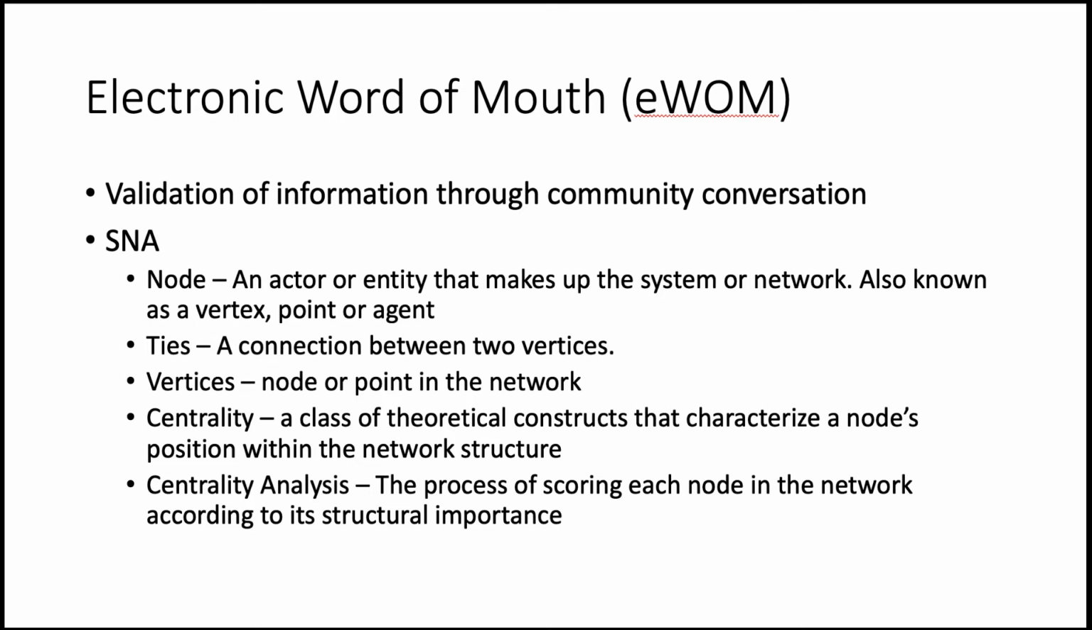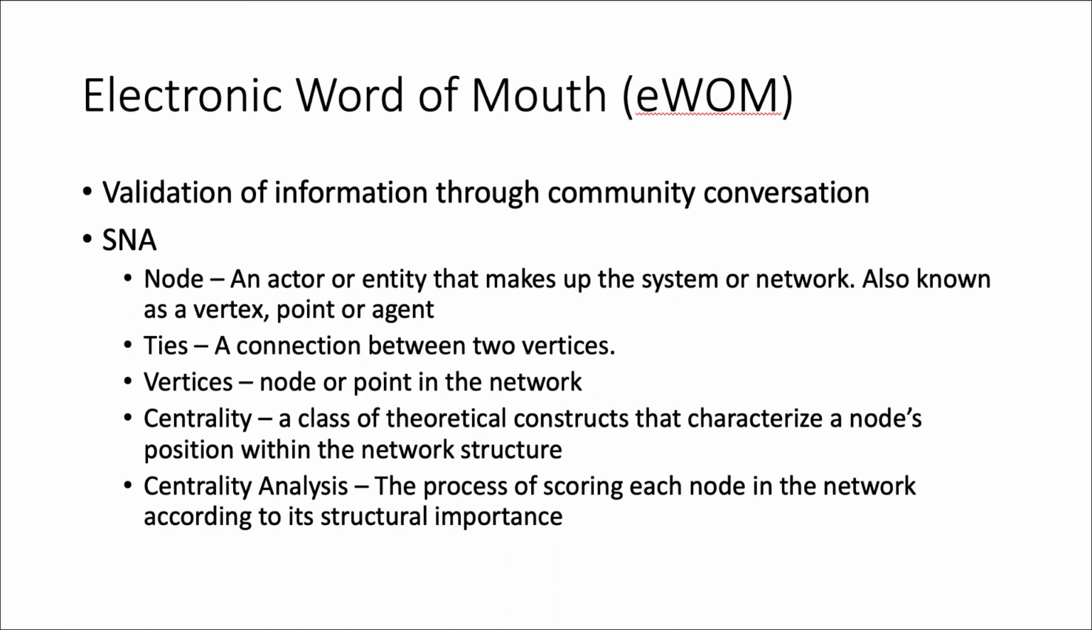Social network analysis has a few key terms that you should know. So for example, a node is an actor or an entity that makes up the system or network, also known as a vertex or a point or an agent. So a node can be different things in the network. It depends on what you are measuring.